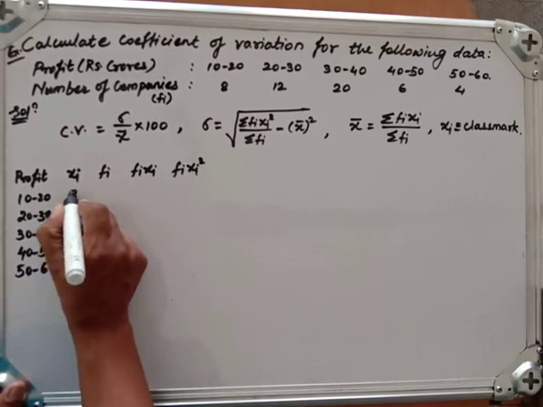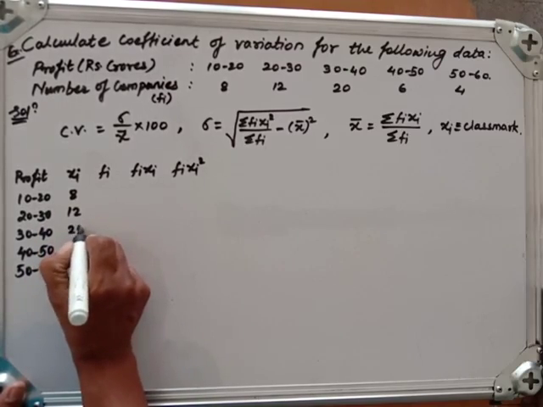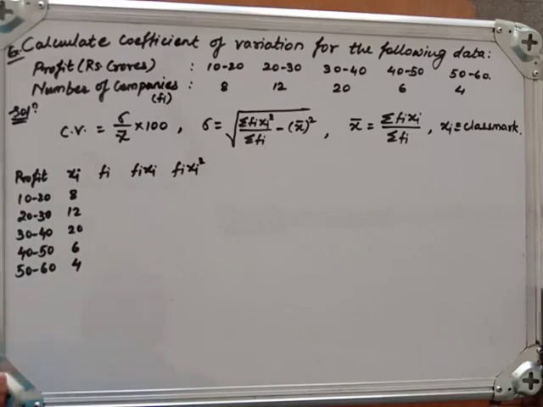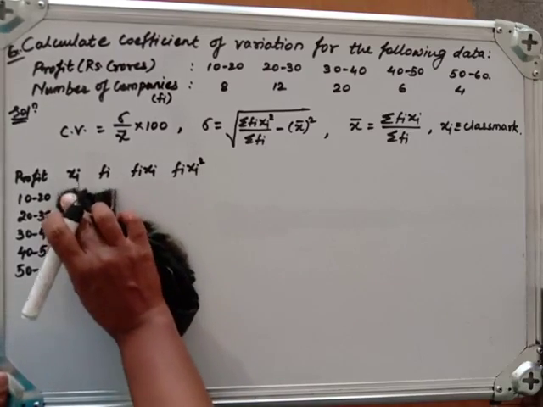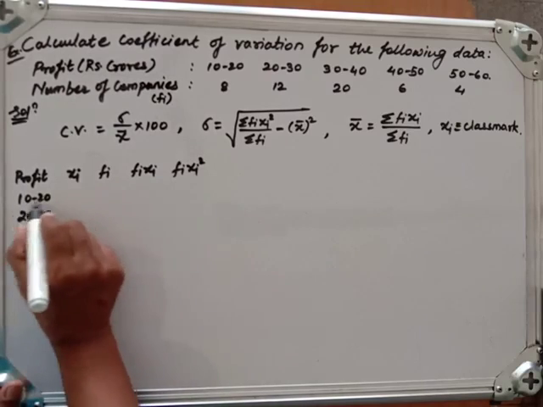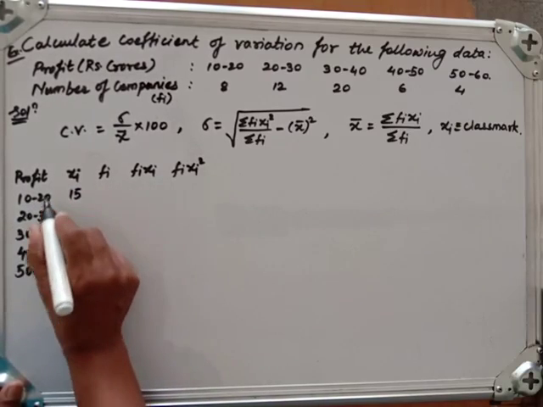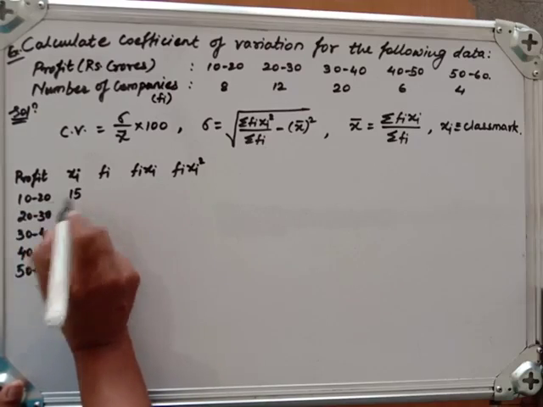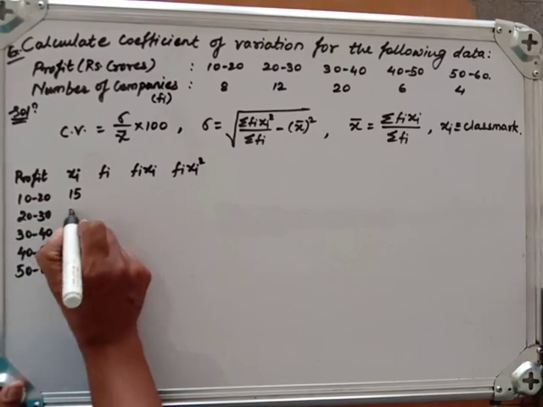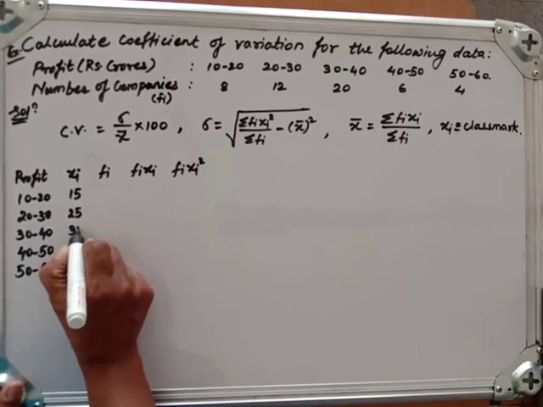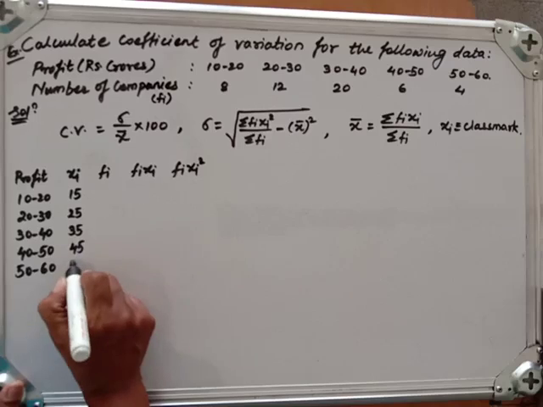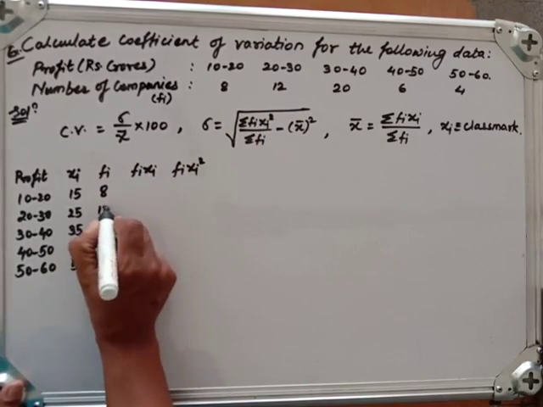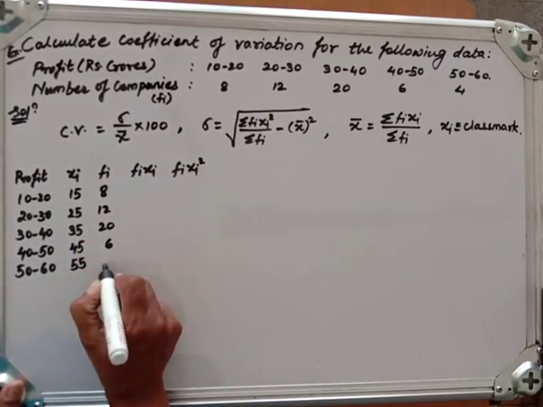Sorry, 8, 12, 20, 6 and 4 are not xi's. The xi's are our class marks. Between 10 to 20, the xi is 15: upper limit plus lower limit upon 2, so 20 plus 10 upon 2 will be 15. Similarly here it will be 25, 35, 45 and 55. And our Fi's are these values, 8, 12, 20, 6 and 4.